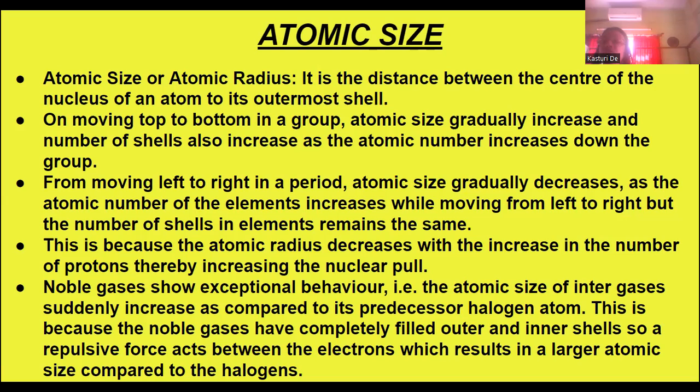This is because the noble gases have completely filled outer and inner shells. So a repulsive force occurs between the electrons, which results in the larger atomic size compared to the halogens. Here what happens? The noble gases have all the shells, outer and inner, filled. And as they have all the shells filled, there is a repulsive force between the electrons, which results in the increase in the size of the atoms compared to the halogens. Clear? Next.